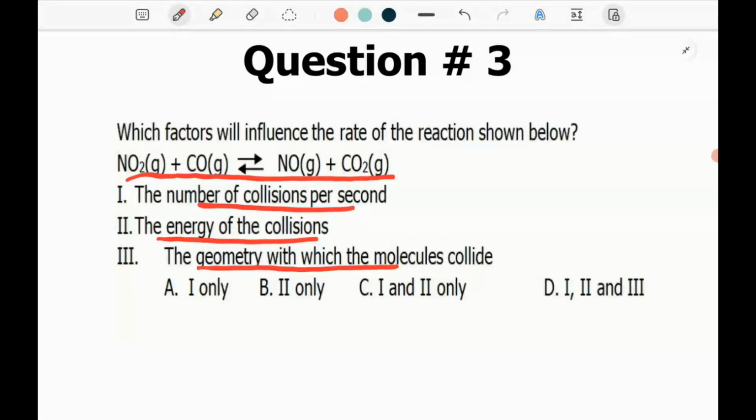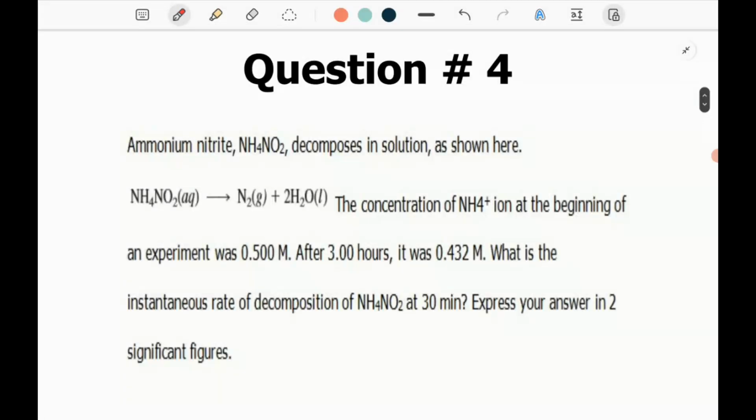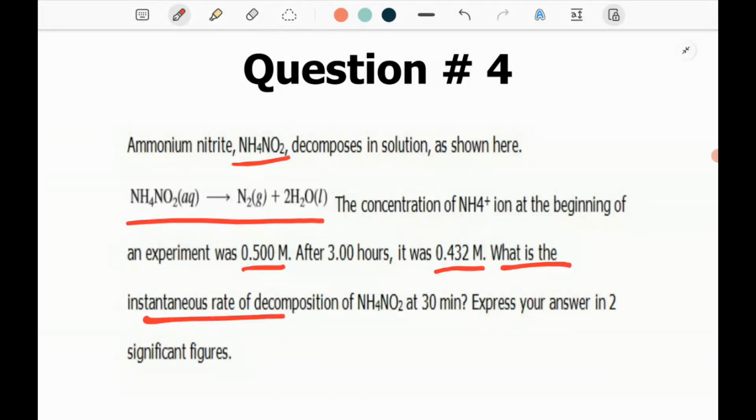occur. Question number 4. Ammonium nitrate decomposes in solution as shown here. So here is the reaction. The concentration of ammonium ion at the beginning of the experiment was about 0.5 molar. After 3 hours, it was 0.432 molar. So the question is, what is the instantaneous rate of decomposition of ammonia at 30 minutes?